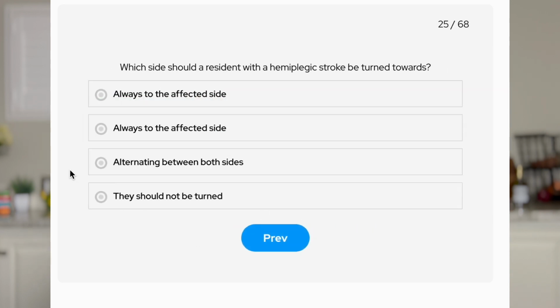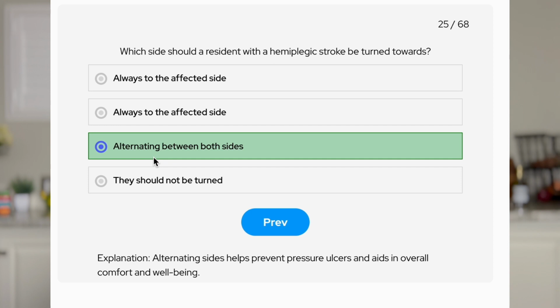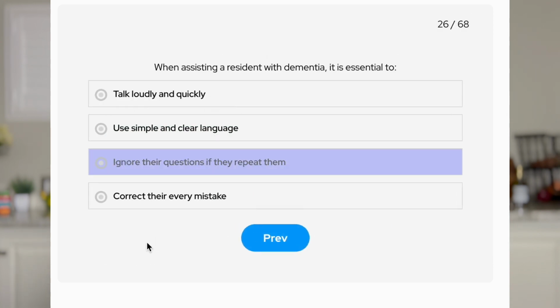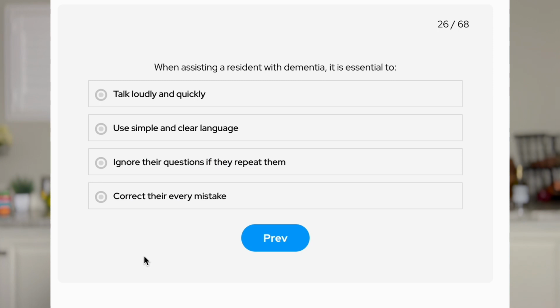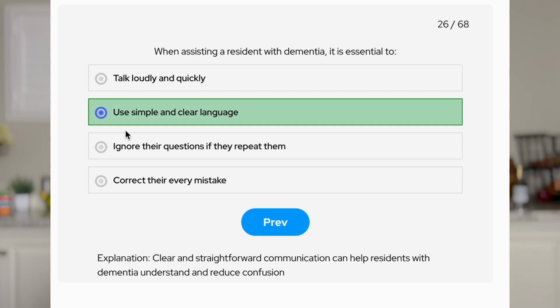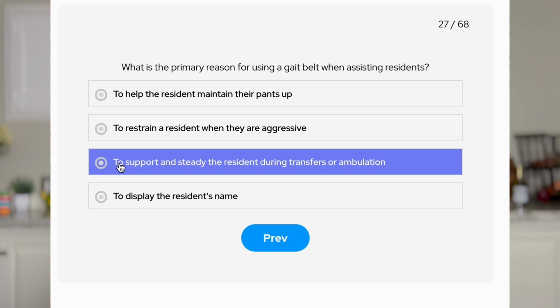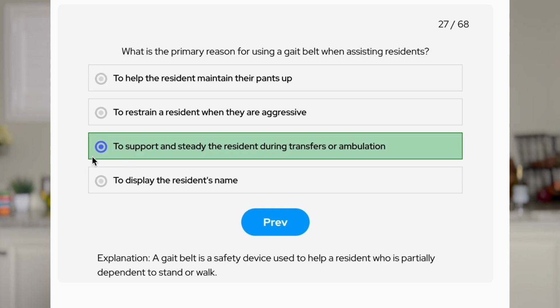Which side should a resident with a hemiplegic stroke be turned toward? Alternating between both sides. When assisting a resident with dementia, it is essential to use simple and clear language. What is the primary reason for using a gait belt when assisting residents? To support and steady the resident during transfers or ambulation.